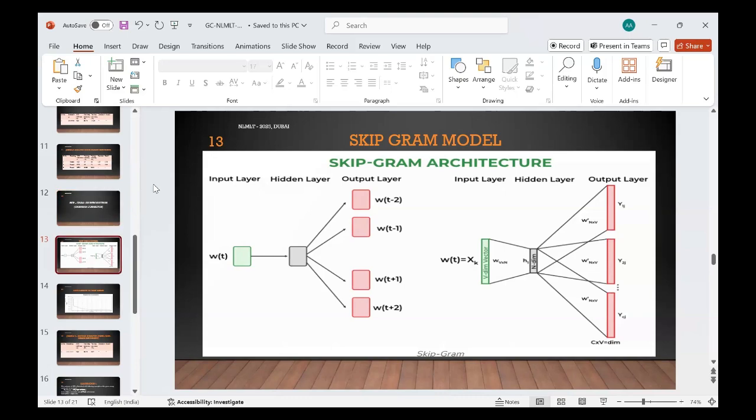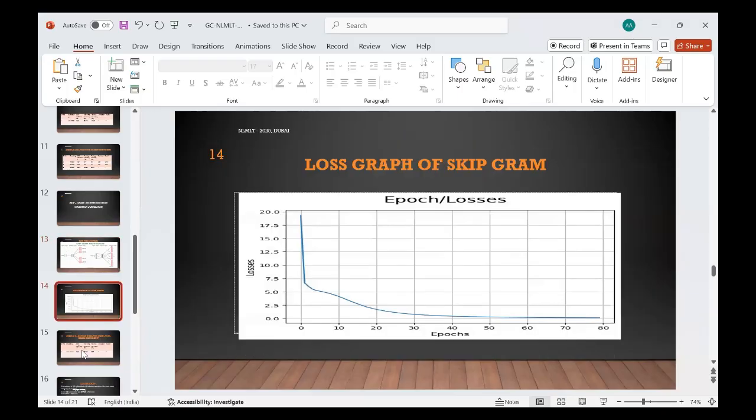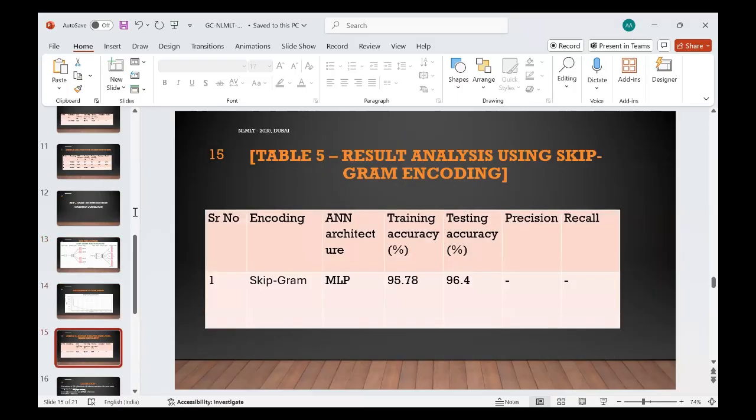We have used this skip gram architecture because it has a very good sensitive or emotional detection capability. We can extract the information or context through the sentence depending on the probability of the words. So that's why we have used this, and the network has been trained, and the accuracy achieved is quite good: 96.4 for the testing and 95.78 for the training. So among the erroneous sentences, 96% are correctly identified with the proper error.